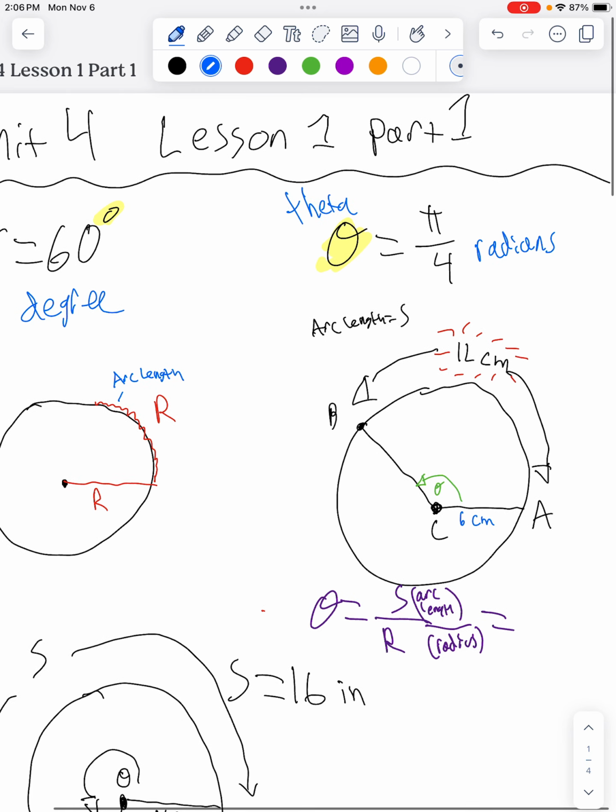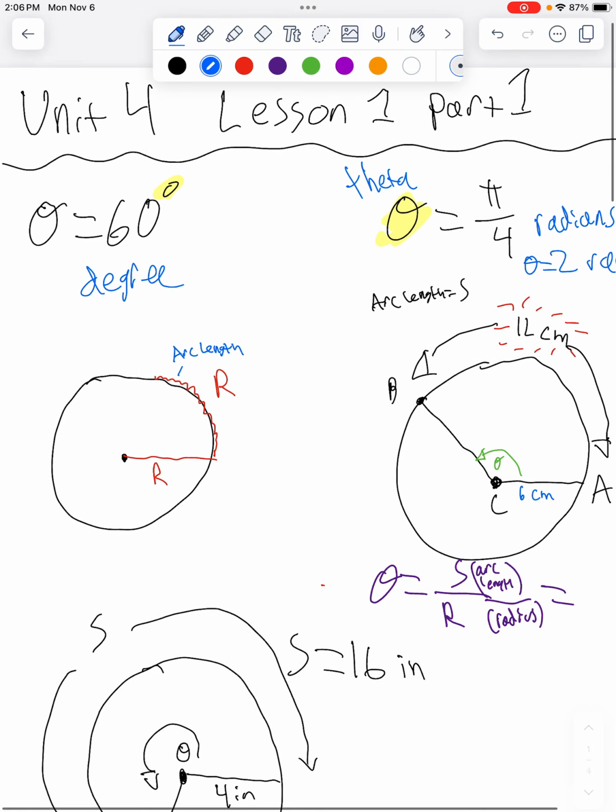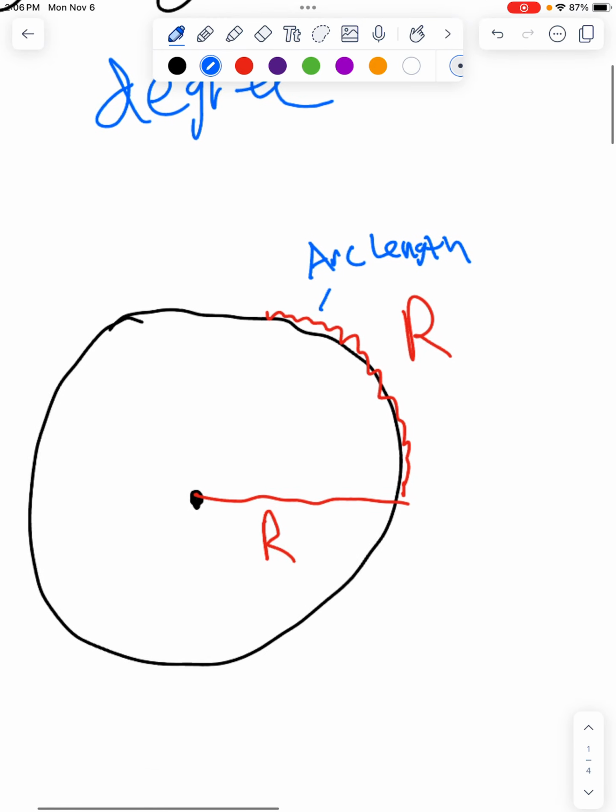Another example of a radian would be if theta equaled 2, we would say it's 2 radians. So what is a radian? That's probably what we're wondering.